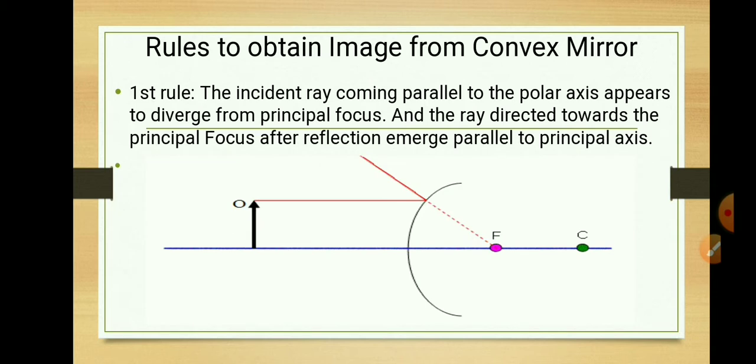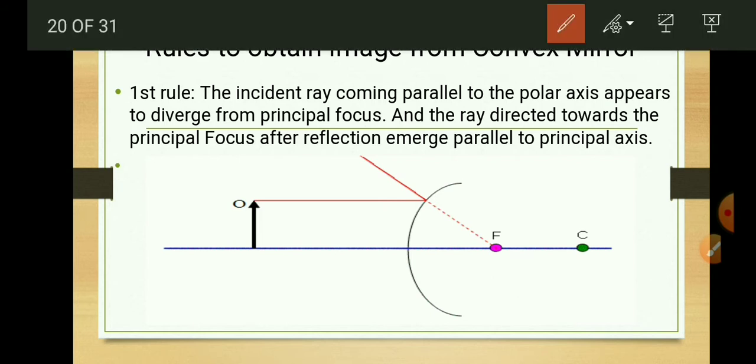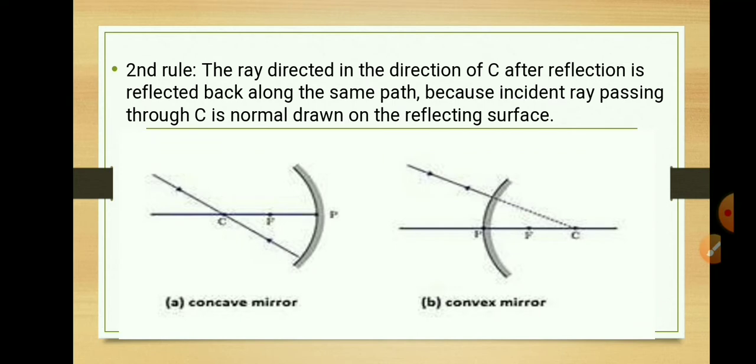Now see the rules to obtain the image from a concave mirror. The first rule is that the incident ray coming parallel to the principal axis appears to diverge from the principal focus. So, if the ray is coming parallel to the principal axis, after reflection it appears to come from our principal focus. And the ray directed towards the principal focus, after reflection, emerges parallel to the principal axis. Next, the ray directed in the direction of the center of curvature, after reflection, is reflected back along the same path.